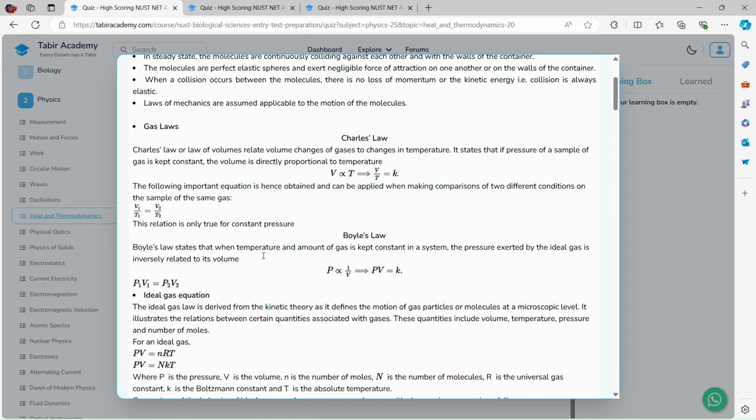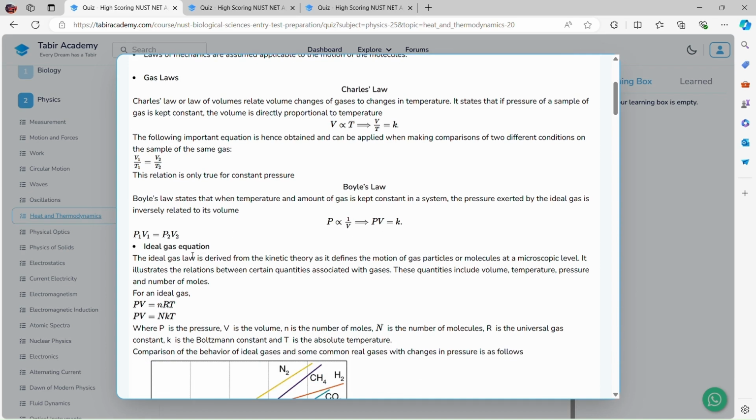Boyle's law states that when temperature and amount of gas are kept constant in the system, the pressure exerted by the ideal gas is inversely related to its volume. P is proportional to 1 over V, and PV equals K. P1 V1 equals P2 V2.